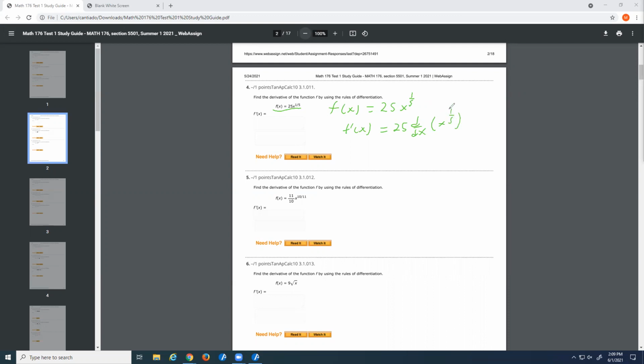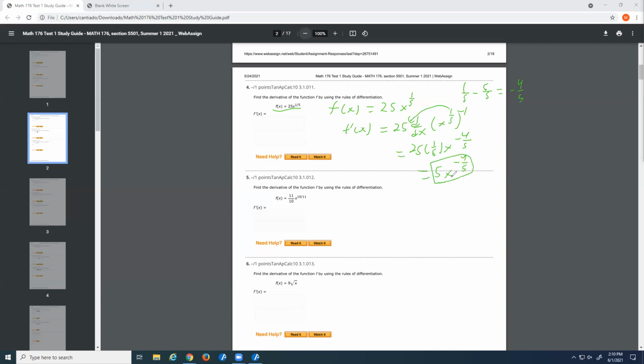All right, so now from here, we're going to bring the 1/5 to the front, subtract 1. Or if we were to make this common denominator, it'd be 1/5 minus, and then 1 multiplied by 5/5, we get 5/5. It'll be minus 4/5. All right, so we'll have 25 times 1/5 times x to the minus 4/5, which is just 5 times x to the minus 4/5, like this.